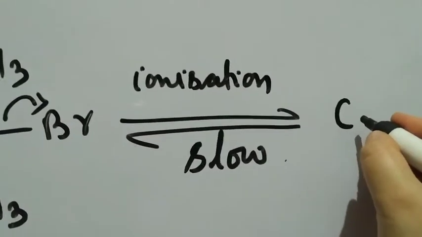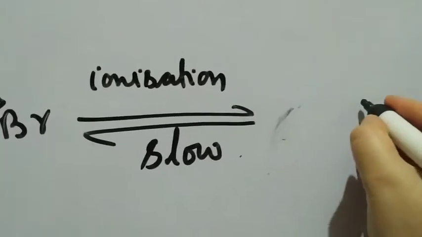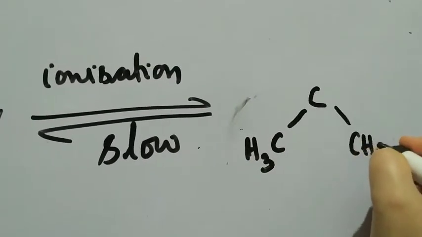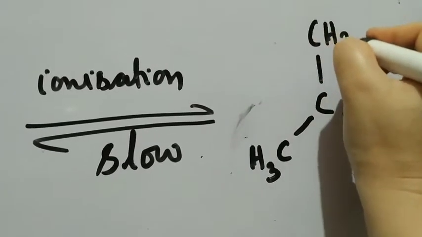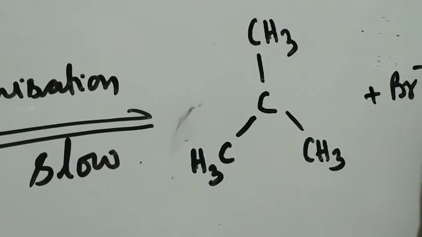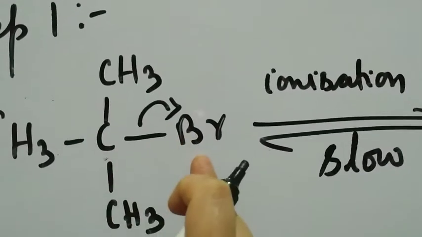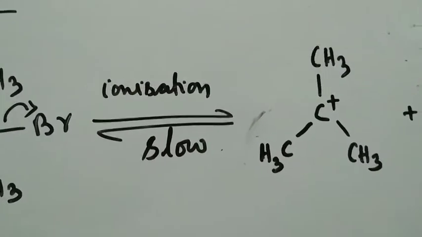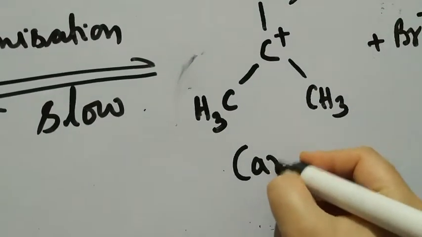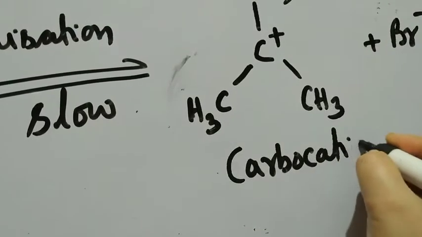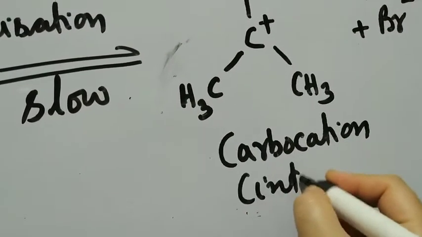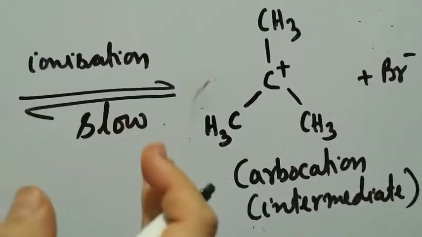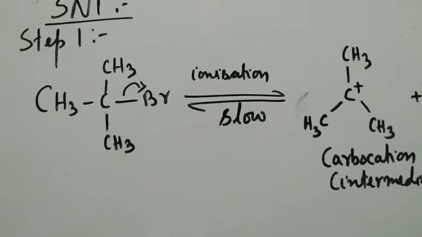What we get here is carbon with CH3, CH3, CH3. As you can see, Br leaves along with the electron pair. When it leaves along with the pair, what is left behind is carbon with a positive charge, and such a species is called a carbocation. Now this is not a transition state, it is a proper intermediate formed in the middle of the reaction. It is stable, it can be isolated. This is the first step.